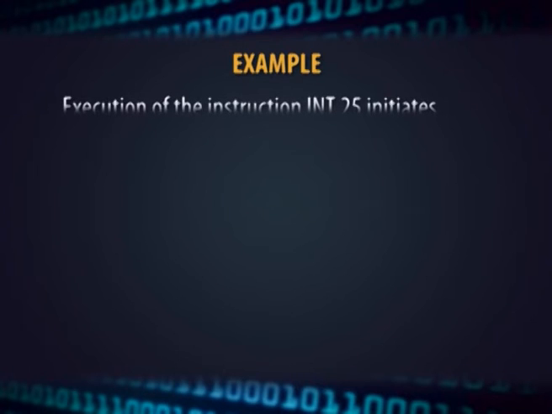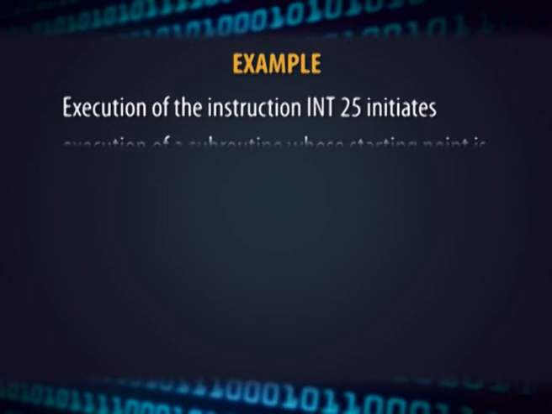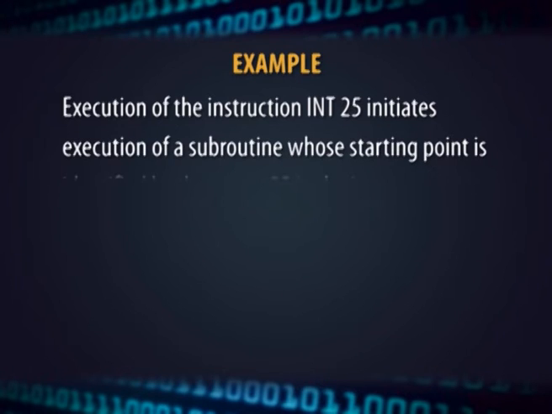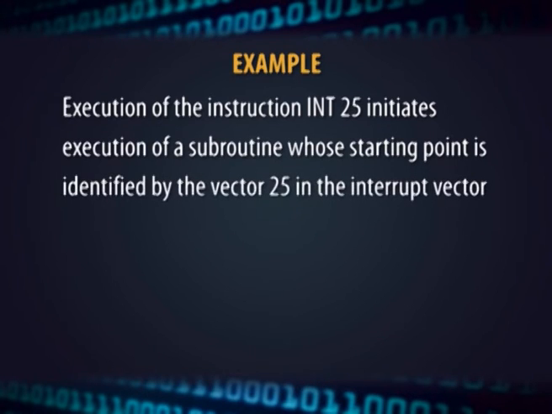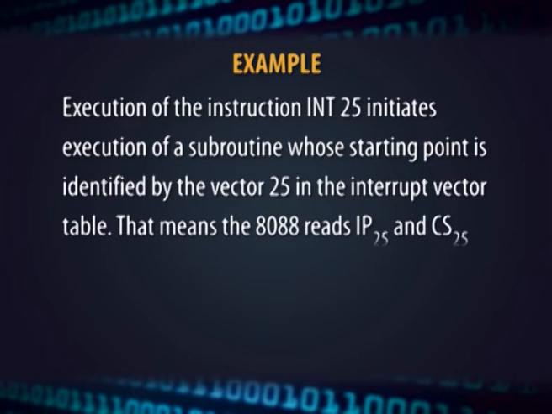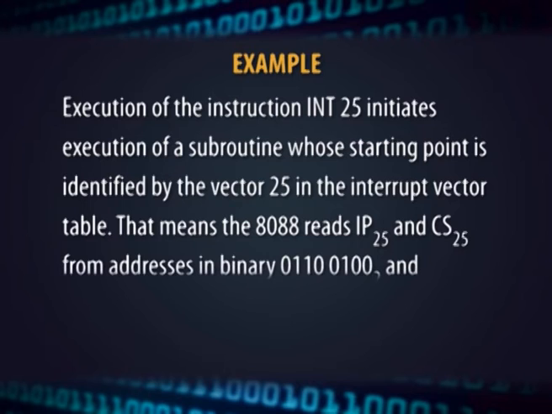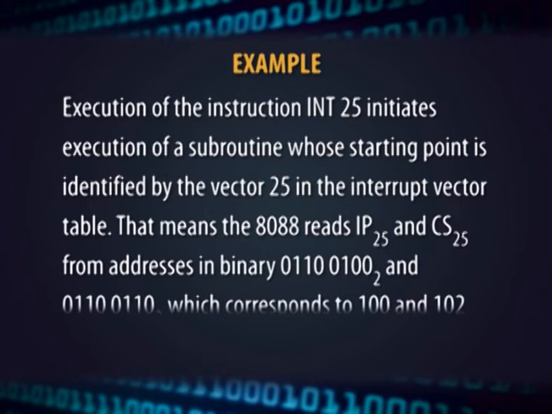For example, the execution of the instruction INT 25 initiates the execution of the subroutine whose starting point is identified by vector 25 in the interrupt vector table. That means the 8088 reads IP and CS, instruction pointer and code segment, from addresses in binary 0110 0100 and 0110 0110, which correspond to 100 and 102 respectively. These values are loaded into IP and CS respectively, so that the program control is transferred to these locations.